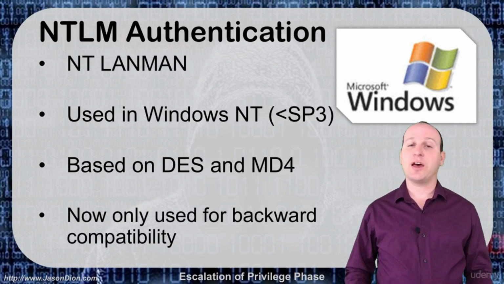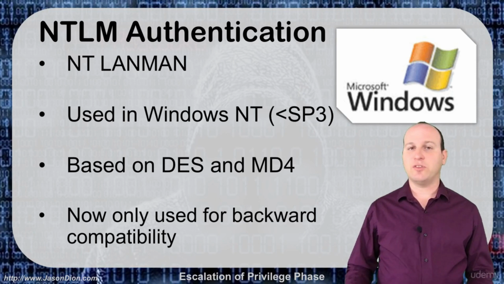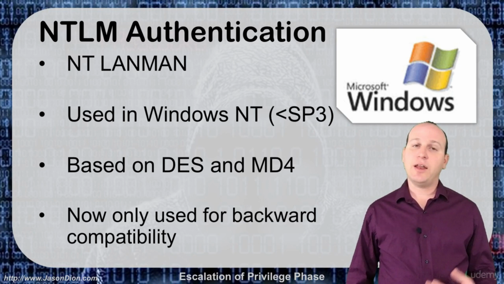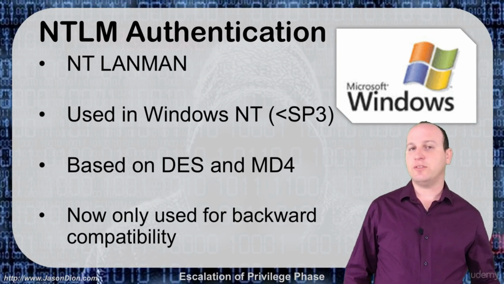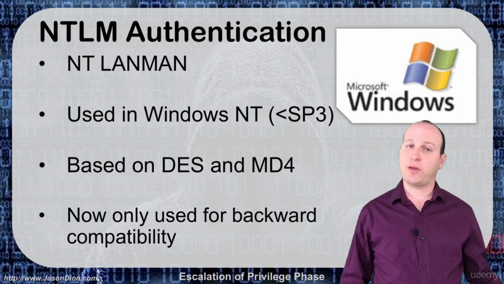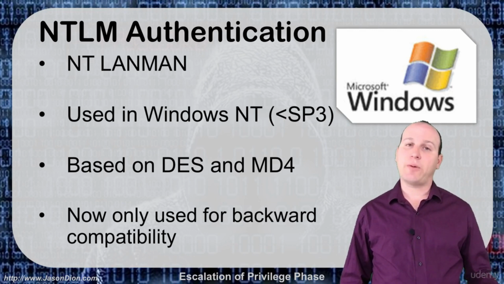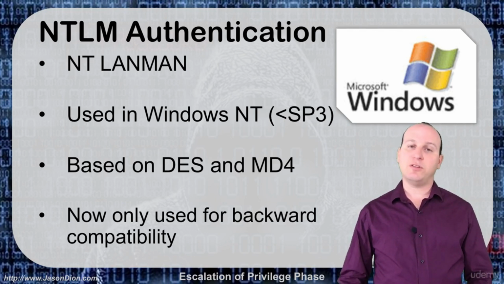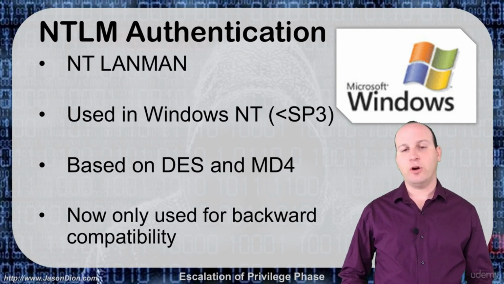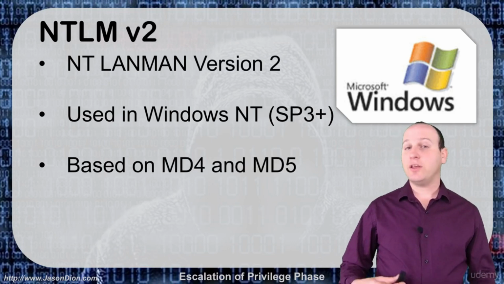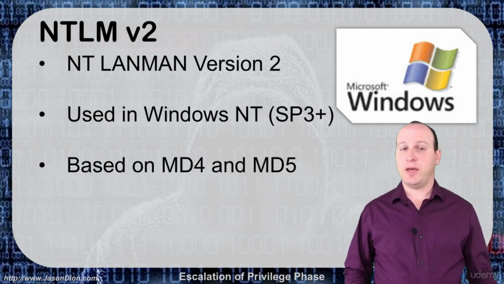Because LanMan had become outdated because of the sophistication of computers, they upgraded it and it became NT LanMan. NT LanMan was used in Windows NT systems, anything less than Service Pack 3. Again, very old systems, but it is still used in some places for backwards compatibility. This was based on DES again, so 56-bit keys, as well as using an MD4 hash, which again is very antiquated these days.